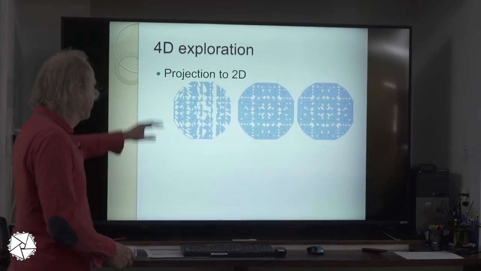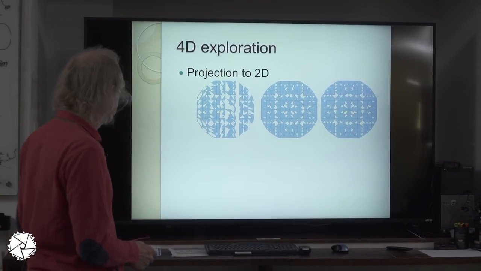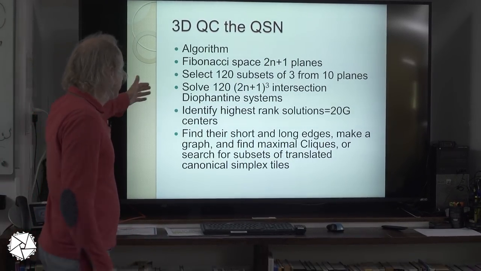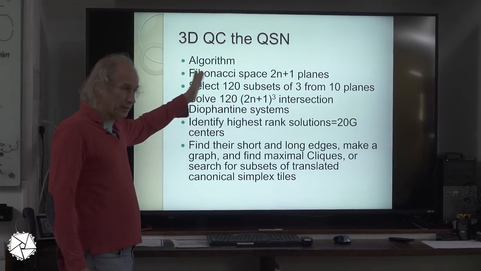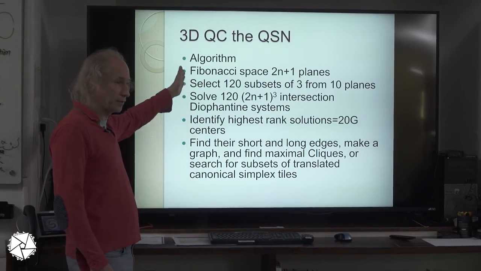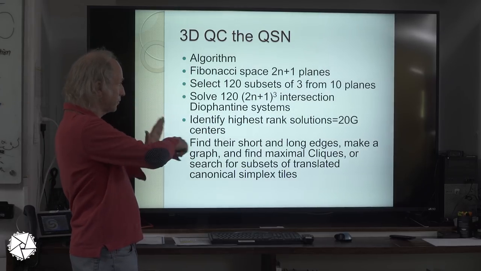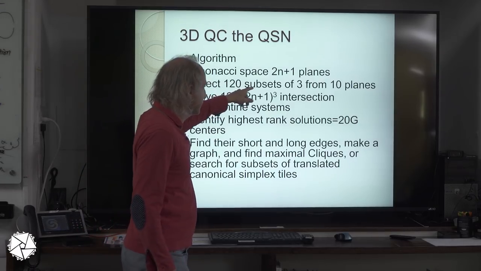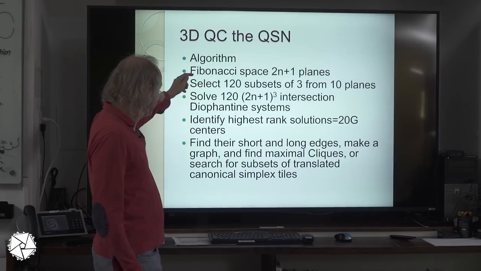So this is an example of a projection to 2D, some result. This is the algorithm to generate the QSN. First, we can take 2n plus 1 planes which are Fibonacci spaced by a Fibonacci chain, which is symmetric. Then we select the 120 subsets of 3 from the 10 planes, the Fibonacci icosagrid method.